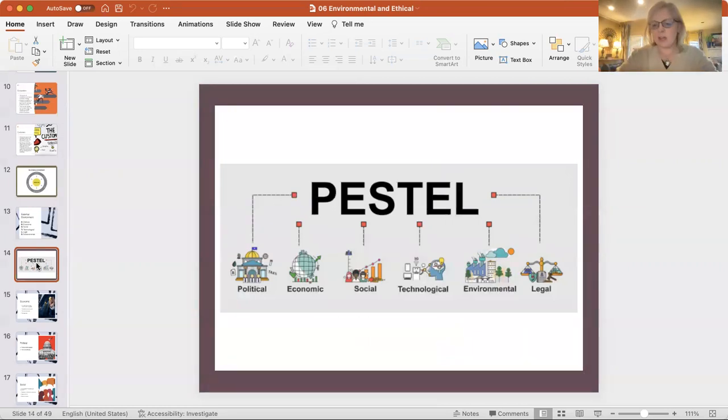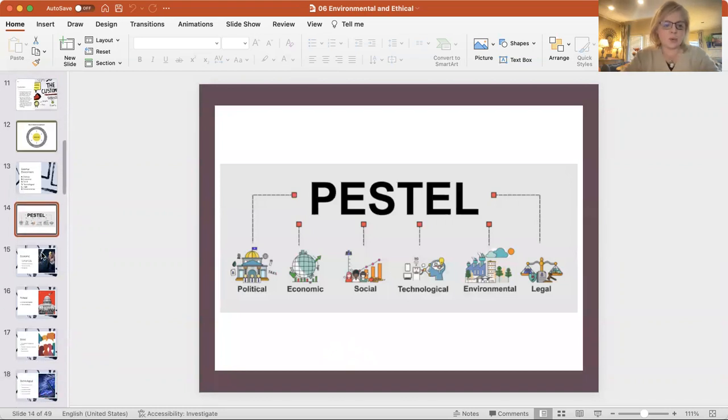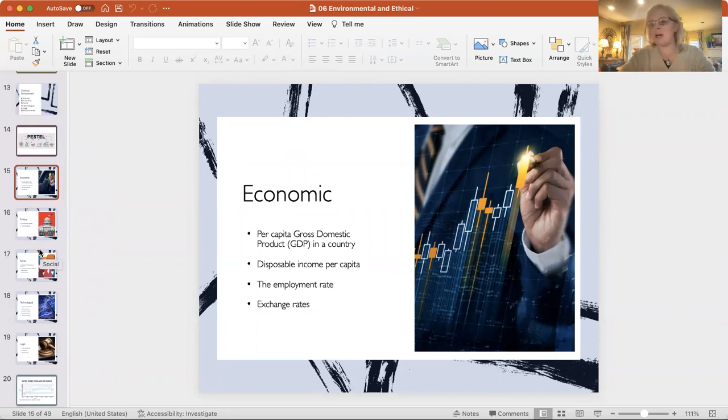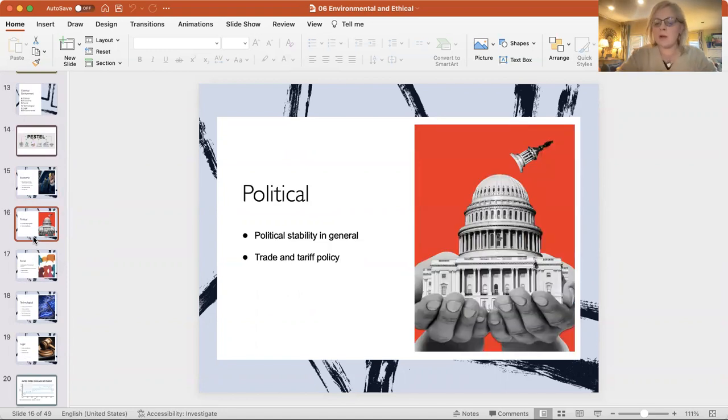This is a great way of looking at it visually, if that's the kind of learner you are. Economic, this is going to be the GDP of a country, the employment rate, exchange rates, things like that. All of those things that you think about from an economic standpoint, more macroeconomic standpoint, if you will.